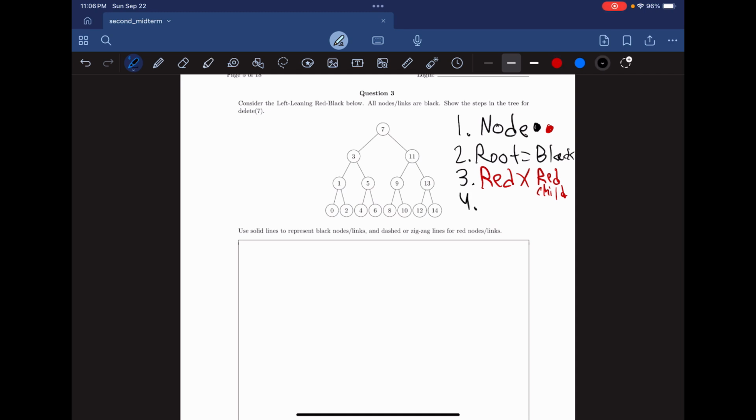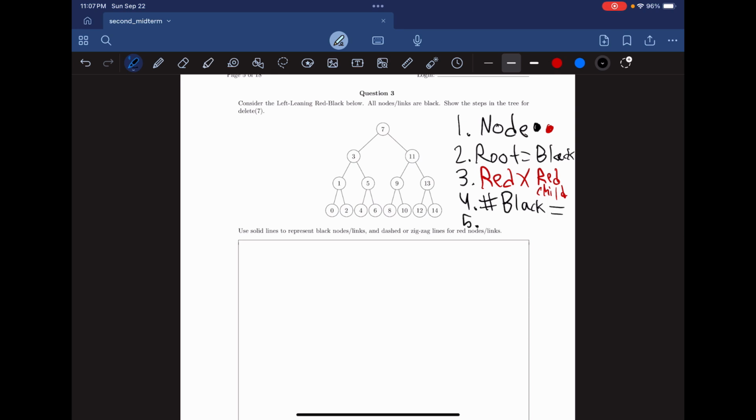The fourth property is that every path from a node to its descendant null nodes has to have the same number of black nodes. That means the number of black nodes are equal among all the paths.